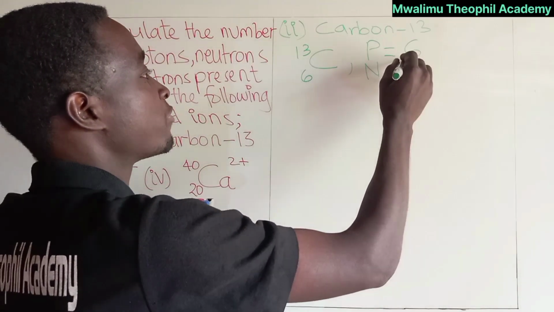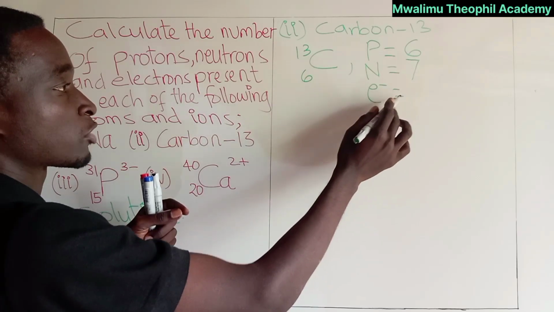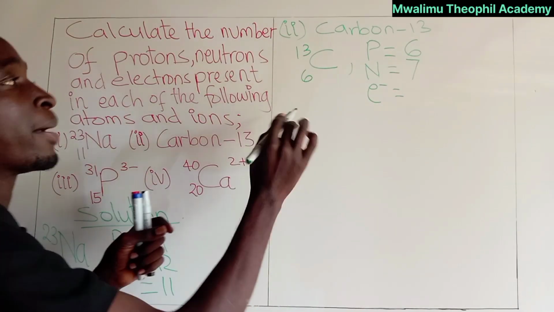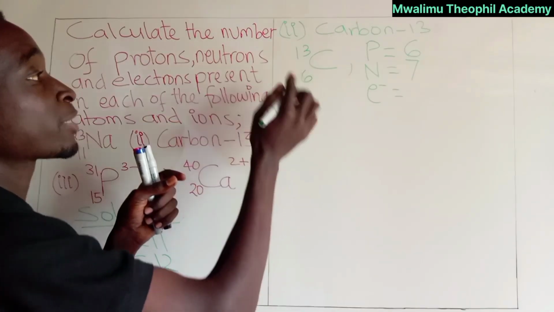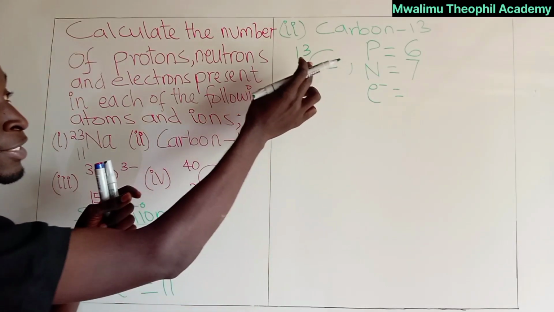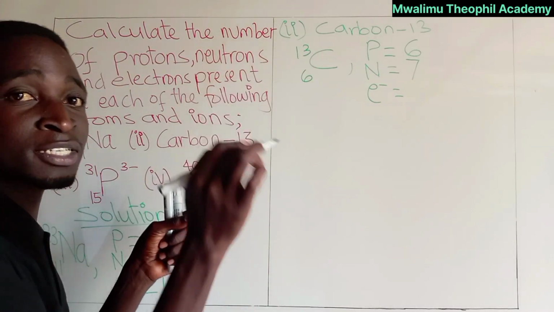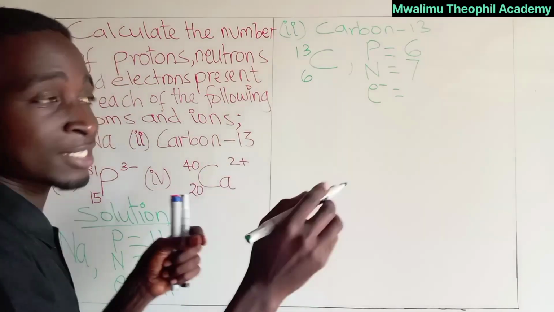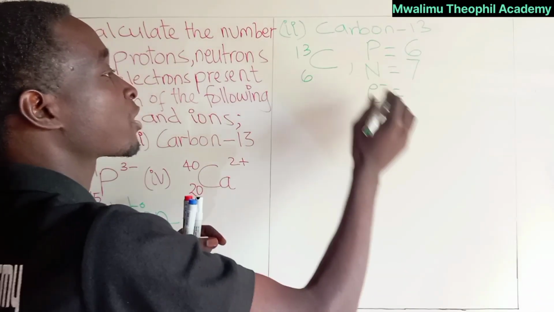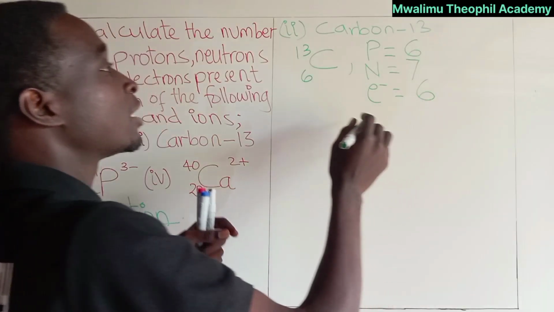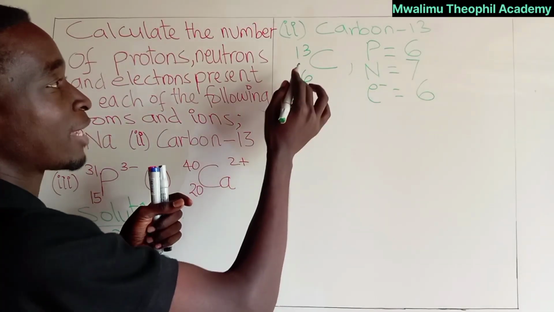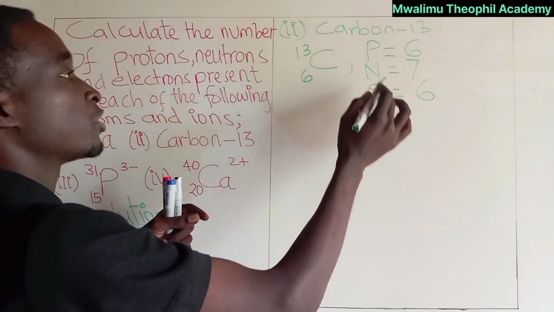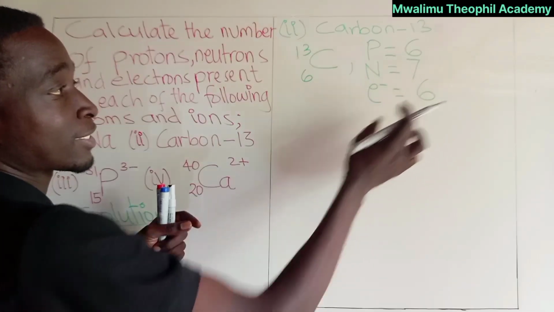This brings 7. To get the number of electrons, it is equal to the atomic number minus the charge carried by this substance. Here, as carbon-13 is neutral, the charge is 0. Now, we take 6 minus 0 and you get 6. So, the number of electrons in carbon-13 is 6. Therefore, in carbon-13, there are 6 protons, 7 neutrons, and 6 electrons.